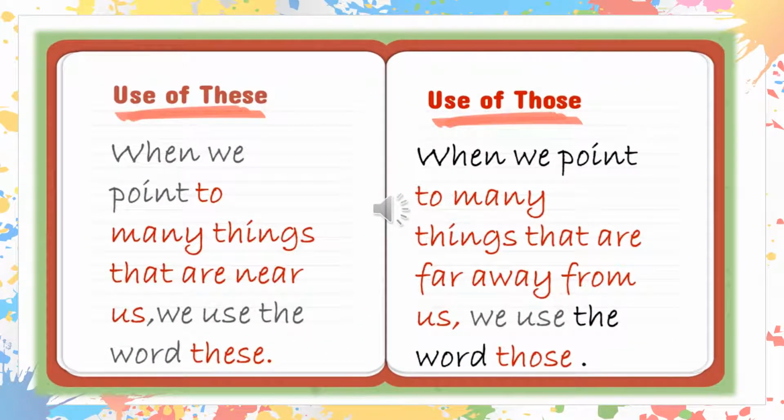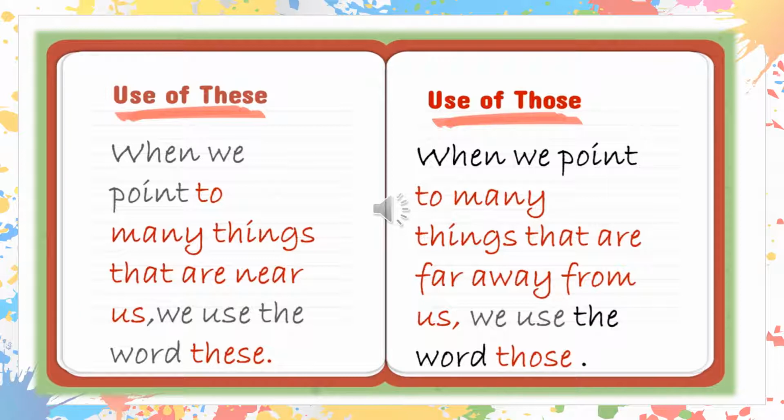So these are the rules according to which we use these and those. First, the use of these. When we point to many things that are near us, close to us, things which we can touch with our hands, which are so close that we can even touch them, we use the word these.